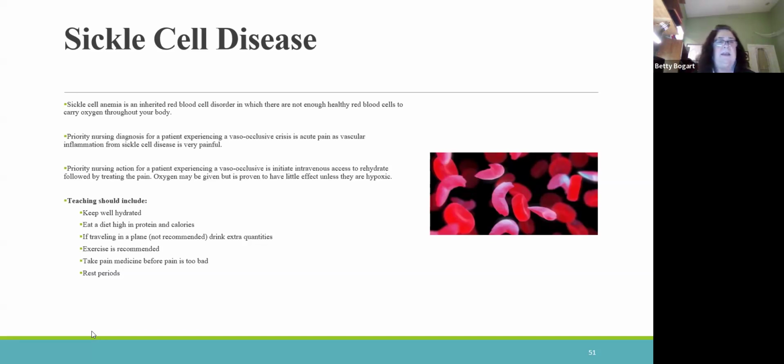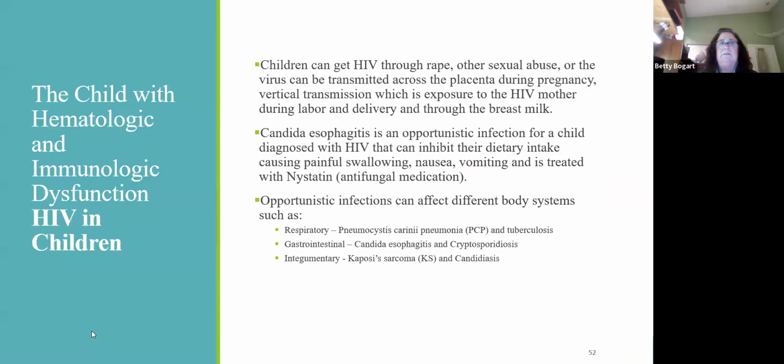Okay, they're immunosuppressed here. If they're going in an airplane, remember they're going up in a pressurized cabin. Drink extra fluids to try to keep those vessels big, right? Keep them exercising, of course, pain medicine, and they go home and they give them a small codeine pill. And again, take it before it's too bad. And sickle cell children must rest. So they can play sports, but please have those frequent rest periods.